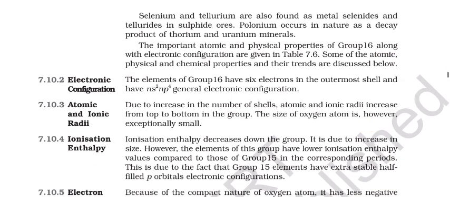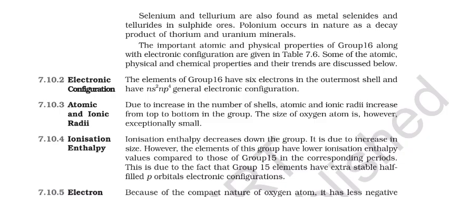Selenium and tellurium are also found as metal selenides and tellurides in sulfide ores. Polonium occurs in nature as a decay product of thorium and uranium minerals. The important atomic and physical properties of group 16, along with electronic configuration, are given in Table 7.6. Some of the atomic, physical and chemical properties and their trends are discussed below.